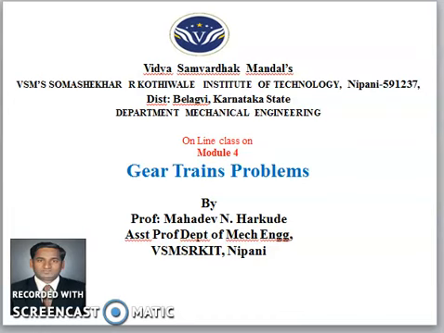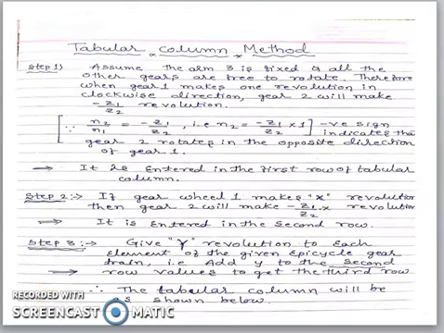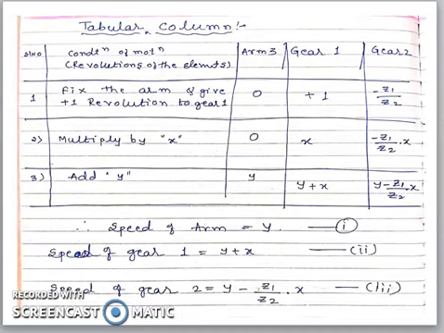In the previous class we discussed the different methods to solve gear train problems. Now in this class we will solve one problem which is related to both methods, either the algebraic method or the tabular column method. Let me remind you of the tabular column method. What is the tabular column method? It is very simple. First fix the arm and give plus 1 revolution to gear 1, second multiply by x, third add y. Now I will solve one problem.